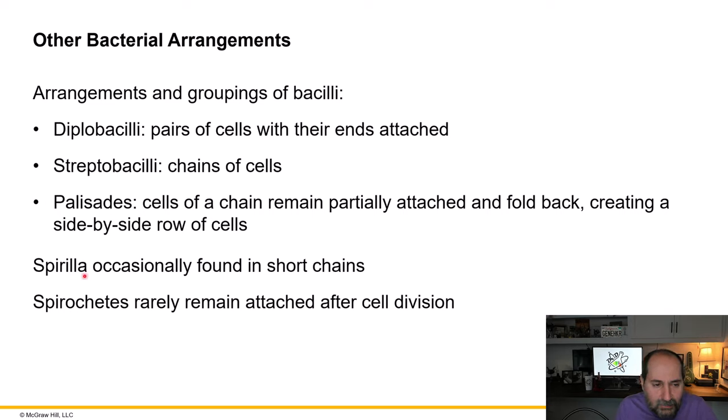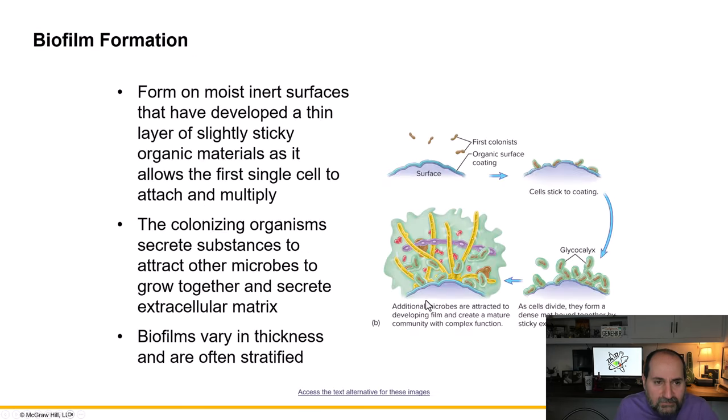Spirilla, remember spirilla are these cells that have a curved shape, like a spiral shape. Spirochetes have a corkscrew shape. Sometimes you can find spirilla in short chains, but spirochetes are rarely attached to other cells.